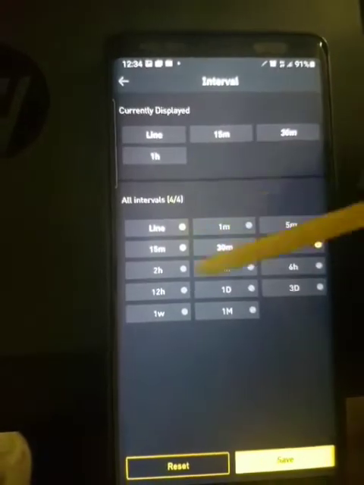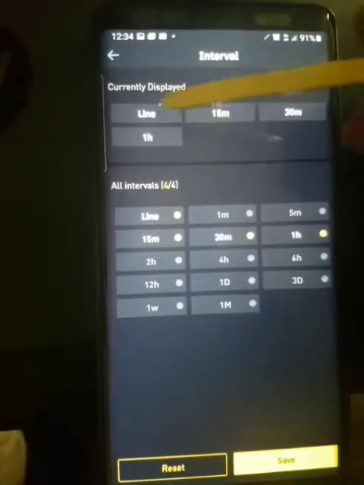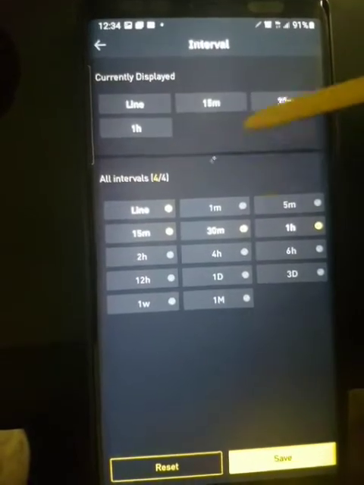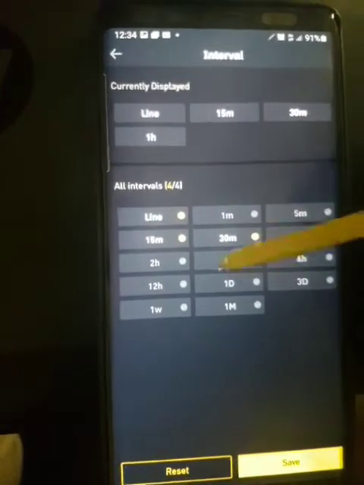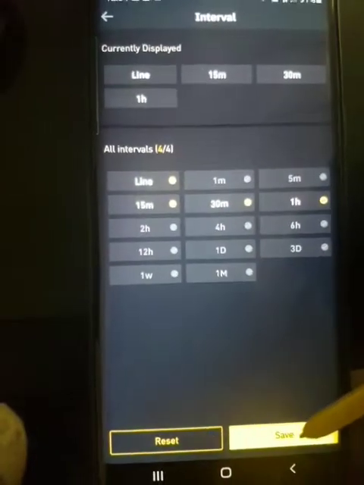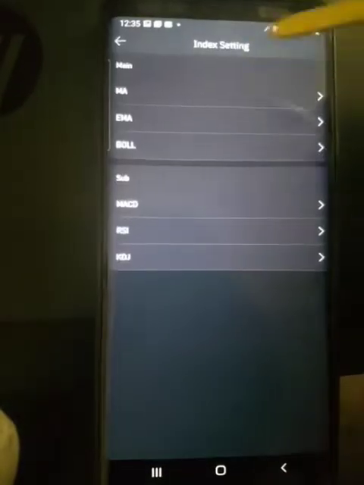Interval: you can determine those icons you see, how many you see. Mine is currently displayed: 15 minutes, 30 minutes, 1 hour. So you can select whatever you want, 4 hours, 6 hours, whatever. When you finish, you come here, you click on save, and that's it. But this is what I want you to actually change, the index setting.